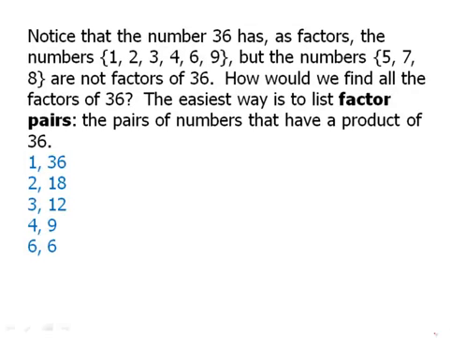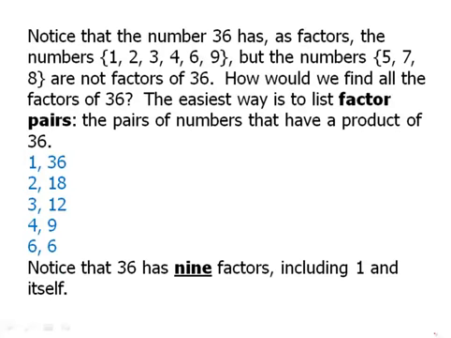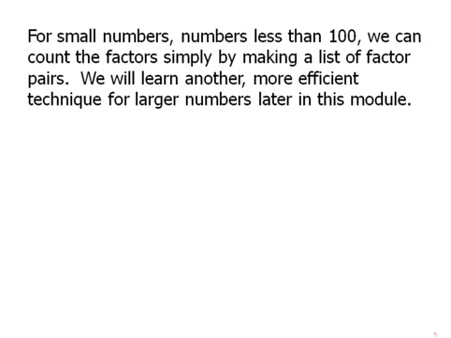So we have 1, 2, 3, 4, 5, 6, 7, 8, and then the last one, 6, we don't count that twice. We only count it once because we multiply it by itself. Notice that 36 has 9 factors, including 1 and itself. For small numbers, numbers less than 100, we can count the factors simply by making a list of factor pairs. We will learn another more efficient technique for larger numbers later in this module.